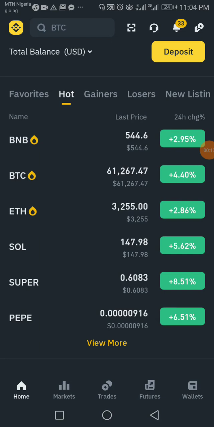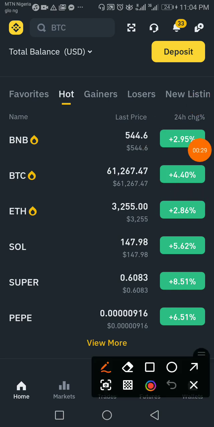Well, you all know me, I don't like wasting time, so let's just dive into what brought us here. The coin we are going to use today is called Super and it can be found in the hot section. As you all know, this is the normal Binance interface.